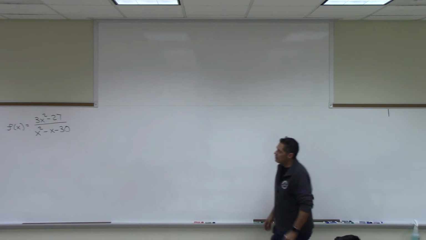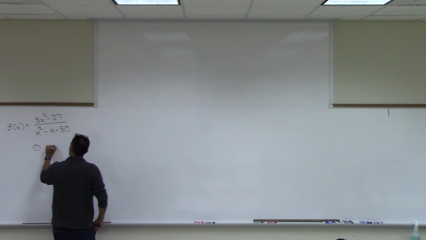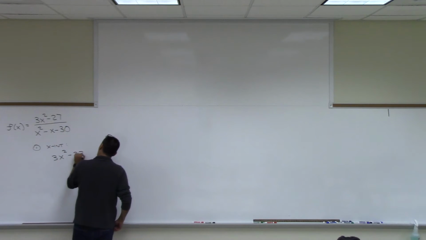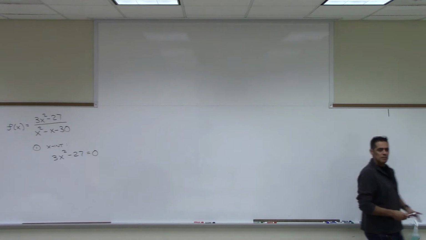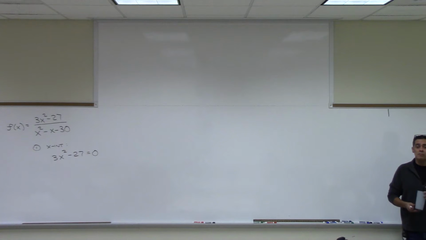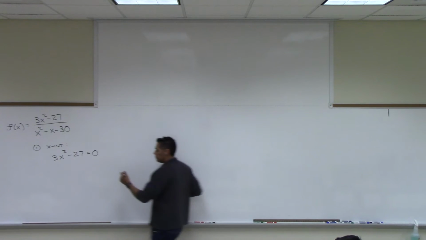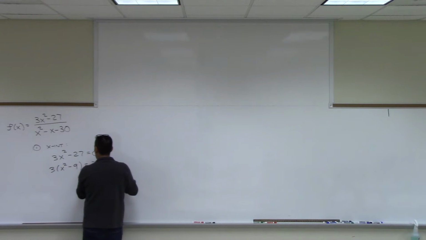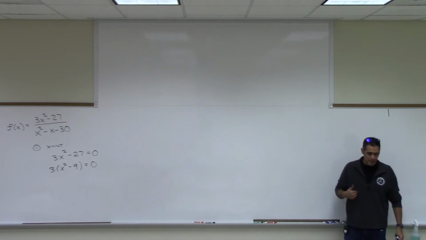First step, x-intercepts, right? So step 1, x-intercepts, set the top to 0. What would you do to solve that equation? Anyone have an idea? GCF, what can you pull out? Okay, pull out a 3. You'll be left with x squared minus 9, right? Ooh, that looks familiar. X squared minus 9 is x plus 3 times x minus 3.